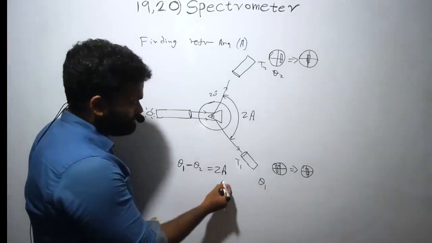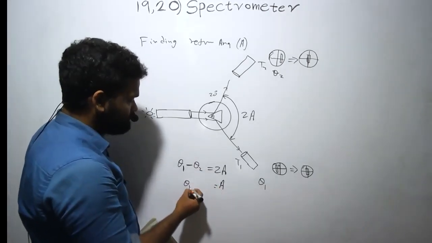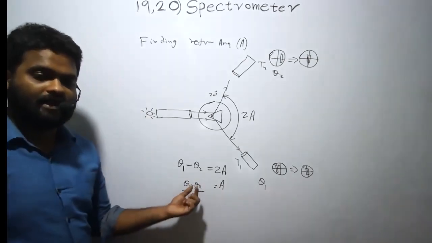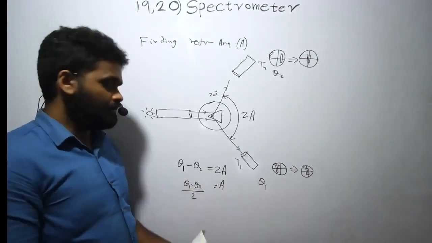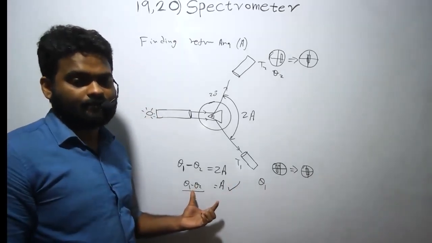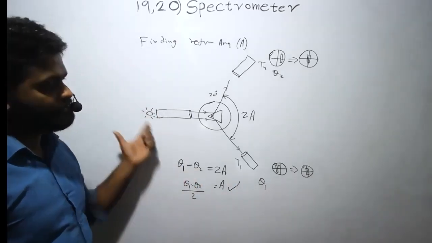So how do we find the prism angle? A is equal to (θ1 minus θ2) divided by 2. So this is how you measure the prism angle.